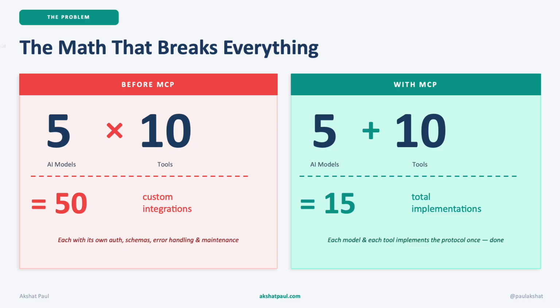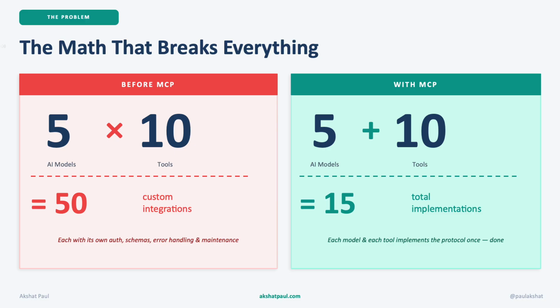That's not 15 integrations, that's 50 custom integrations, each one with its own authentication flow, its own schema mapping, its own error handling, its own maintenance cycle. And every time GitHub updates their API, you fix it in potentially 5 different connectors. Now flip to MCP, same 5 models, same 10 tools. But with MCP, every tool builds one server, every model builds one client, 5 plus 10. 15 total implementations. The complexity drops from n times m, which scales multiplicatively, to n plus m, which scales linearly.